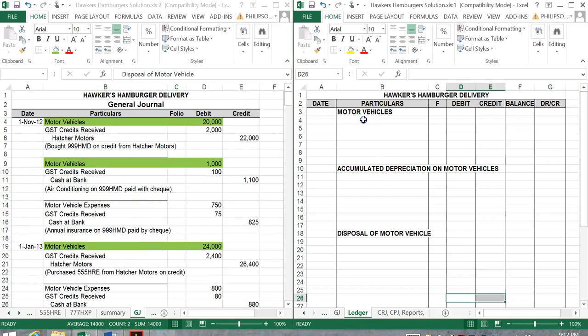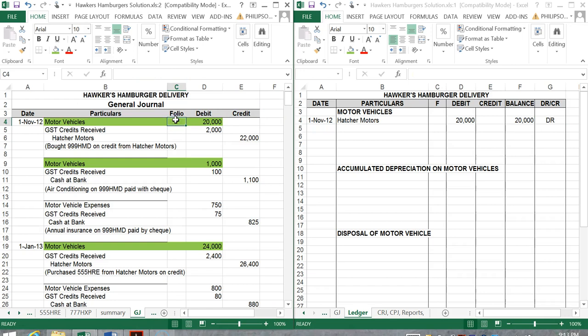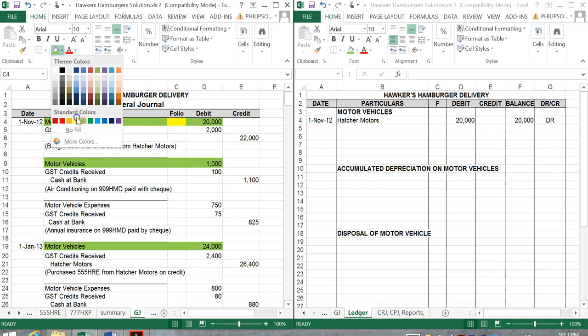Alright, so let's start at the top. Motor vehicle account. 1st of November 12. Okay, we're sending $20,000 debit to the motor vehicle account with particulars of Hatcher Motors. So, Hatcher Motors. $20,000 debit, balance 20,000 debit. Okay, I'm just going to color code that as I go so that I know that I've done it.